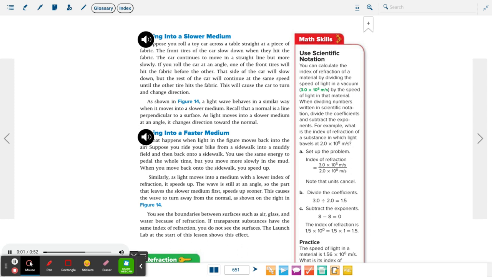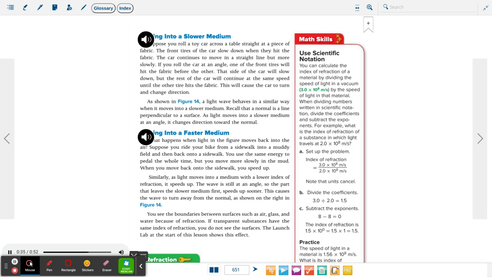Moving into a slower medium. Suppose you roll a toy car across a table straight at a piece of fabric. The front tires of the car slow down when they hit the fabric. The car continues to move in a straight line, but more slowly. If you roll the car at an angle, one of the front tires will hit the fabric before the other. That side of the car will slow down, but the rest of the car will continue at the same speed until the other tire hits the fabric. This will cause the car to turn and change direction.